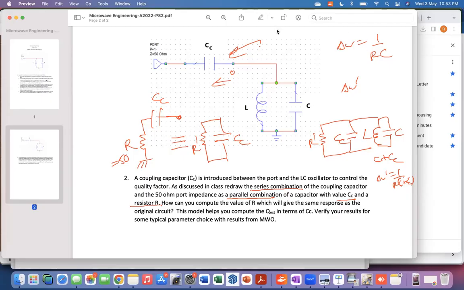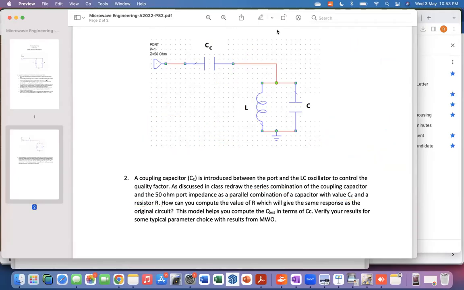Forgetting which one I'm writing on, which one I'm not. Let me clear the screen. Stop share here.